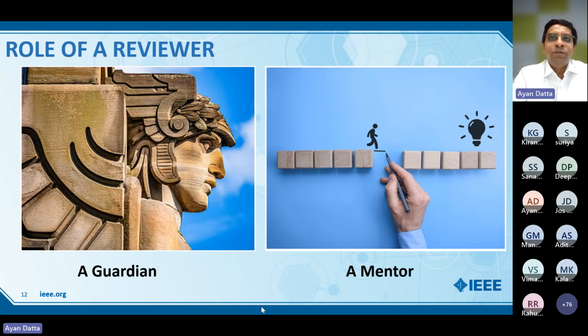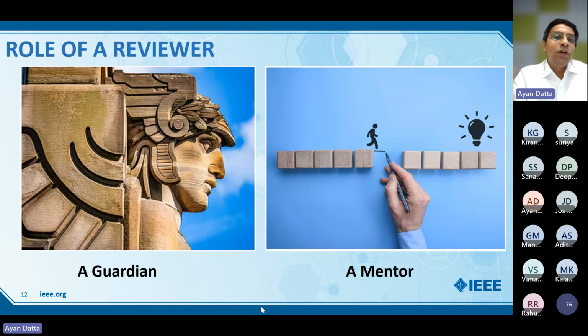The reason I'm highlighting this is, if we are just a guardian, then the reviewer is just looking at whether I am taking the right decision in bringing the paper into the IEEE ecosystem, or you can call it Explore or all the journals or conferences. But there's another part to it: am I helping the author to publish this paper, maybe not in this conference but in the next conference? So there are two parts to it.